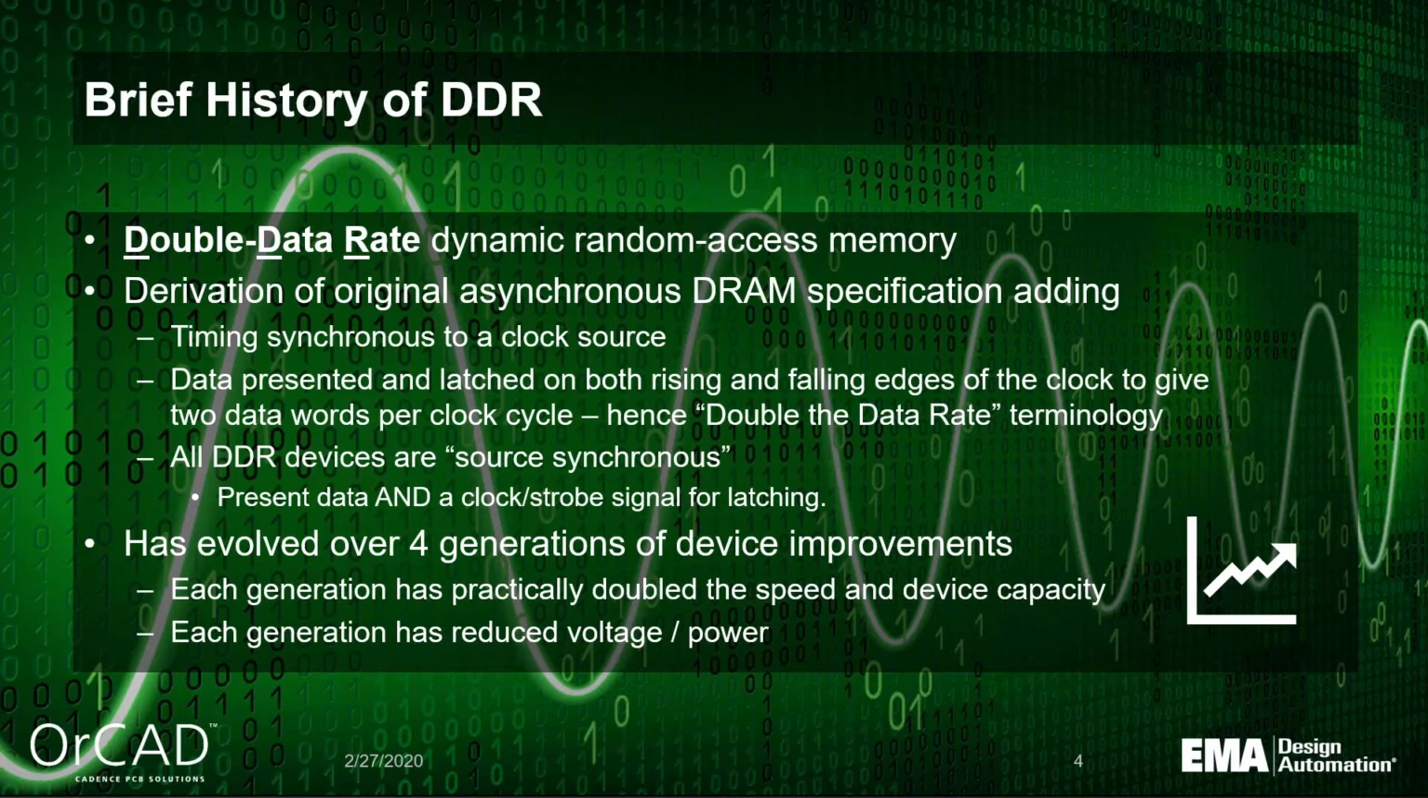Double data rate devices are all source synchronous. Basically, that means when you're presenting data to a memory device or a controller on a read operation, you're also presenting a strobing signal. This synchronous signal allows either the controller or the memory device to latch the data in. Presenting a source synchronous technology like that is much easier on routing techniques and timing. So that's where the base DDR technology has evolved from.